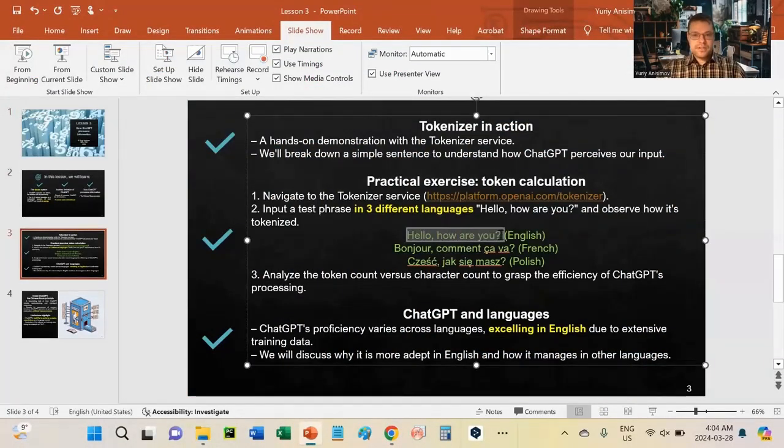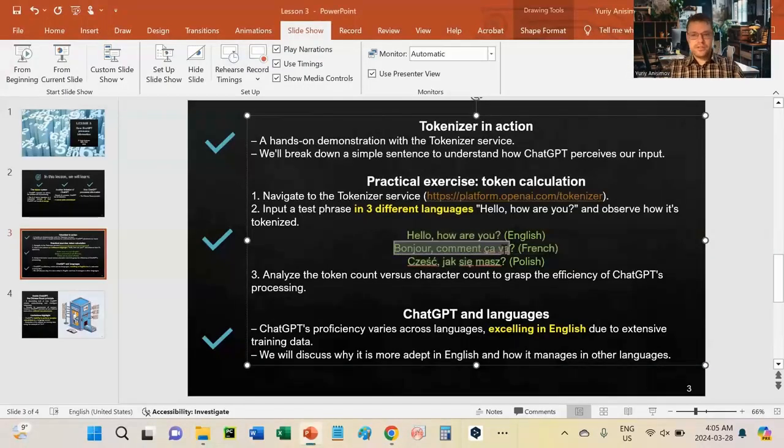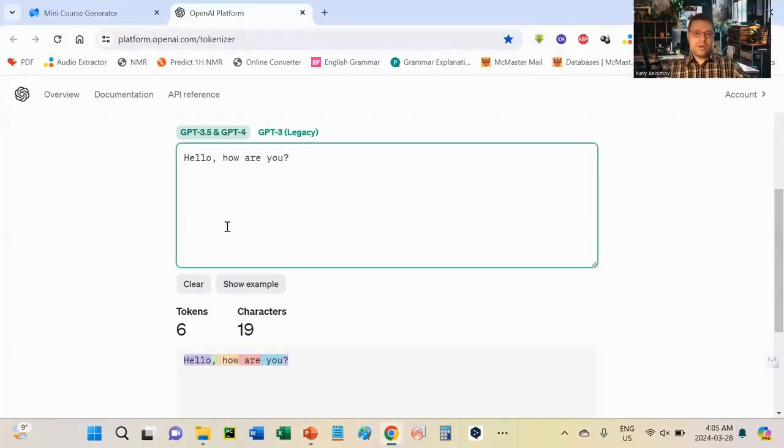We'll type 3 phrases in different languages and see how ChatGPT can handle them. So in English, "Hello, how are you?" It takes 6 tokens, and here in color they're highlighted. You see that the 4 words, hello, how, are, you, are 4 different tokens, plus a comma, plus a question sign. So that's how ChatGPT thinks in English. It thinks in words. If we select another language, let's say French, "Bonjour, comment ça va", meaning hello, how are you? Again, the same number of tokens. 4 different words are 4 tokens plus comma plus question sign.